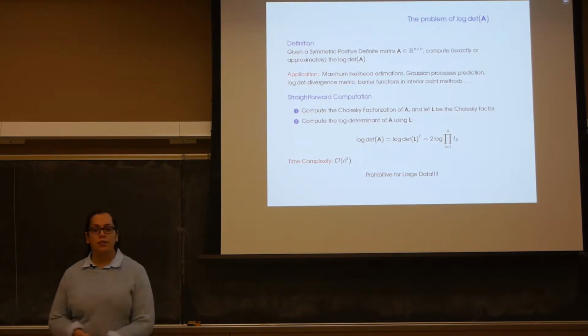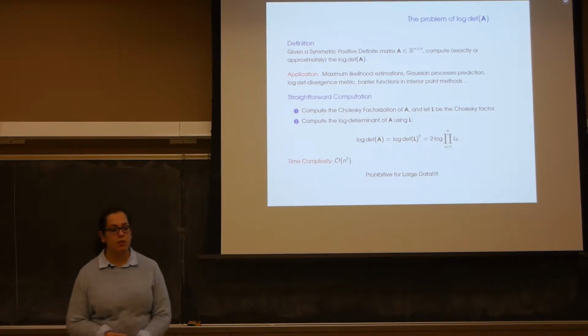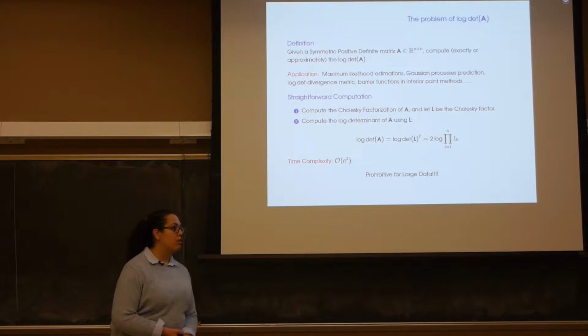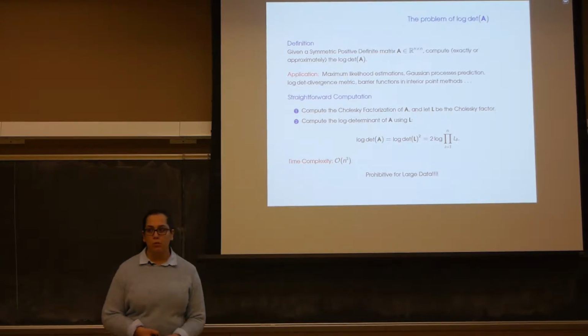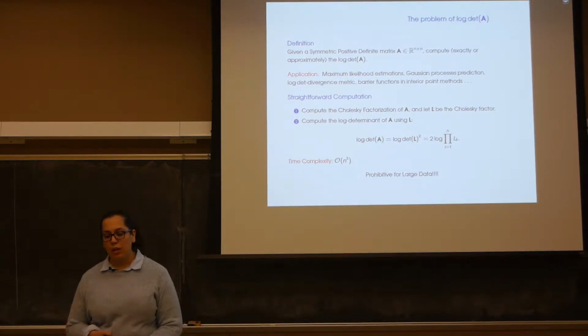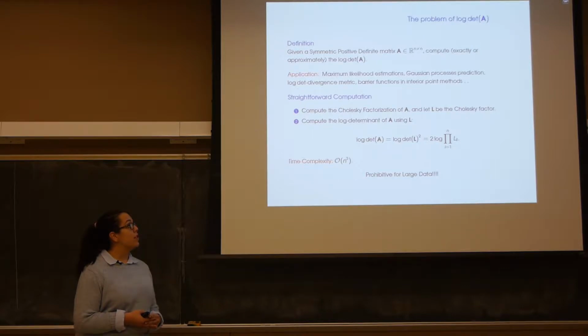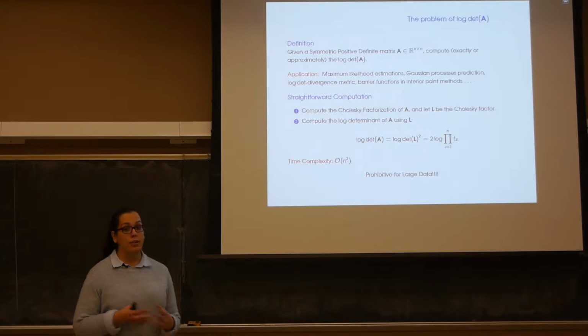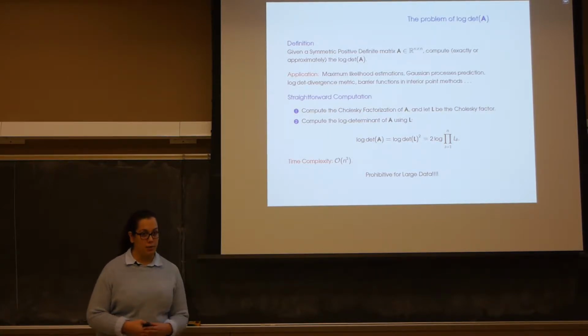And the second one is the entropy of a density matrix, the von Neumann entropy of a density matrix, which is very, very important in the field of information theory. So I will begin the talk with the log determinant, which formally can be said that given a symmetric positive definite matrix A, we want to estimate or ideally exactly compute the logarithm of the determinant of this matrix.